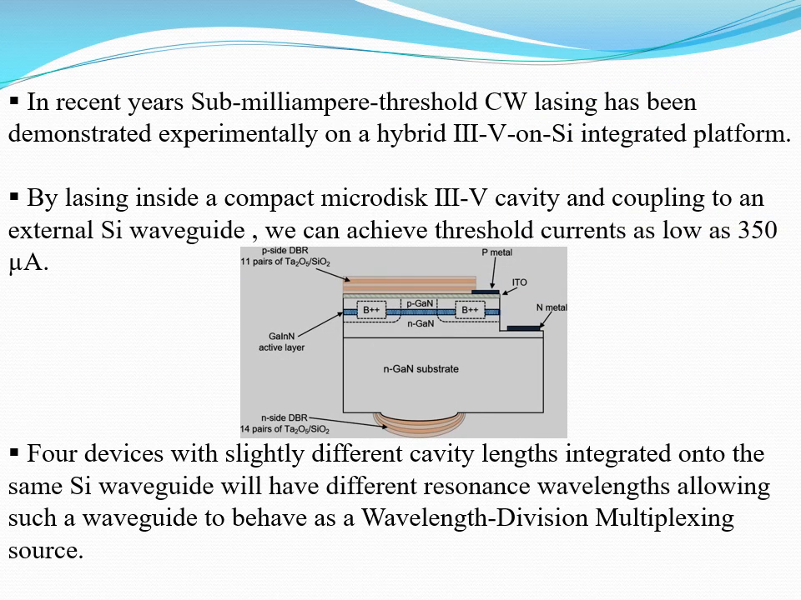In recent years, many types of hybrid lasers were developed. One such laser is the sub-milliampere continuous wave laser. It has achieved threshold currents as low as 350 microamperes. On the same silicon waveguide, we can also create a wavelength division multiplexing source by integrating 4 devices with different cavity lengths.